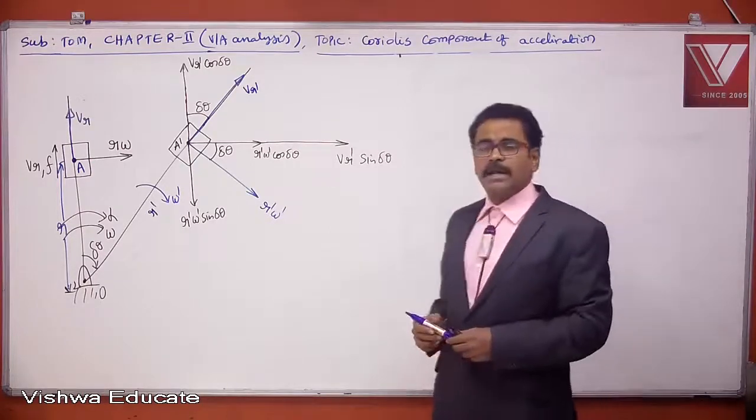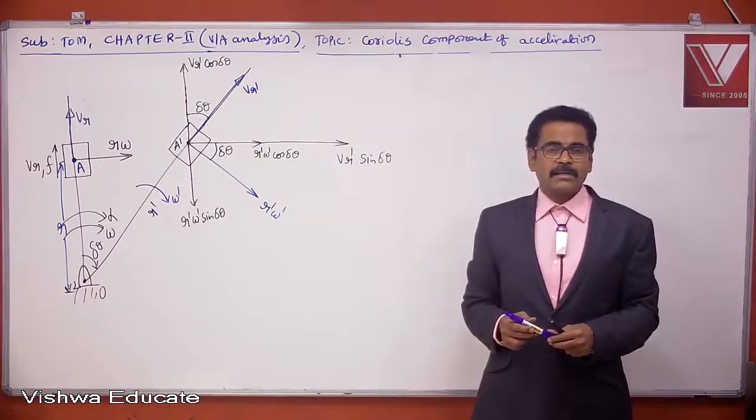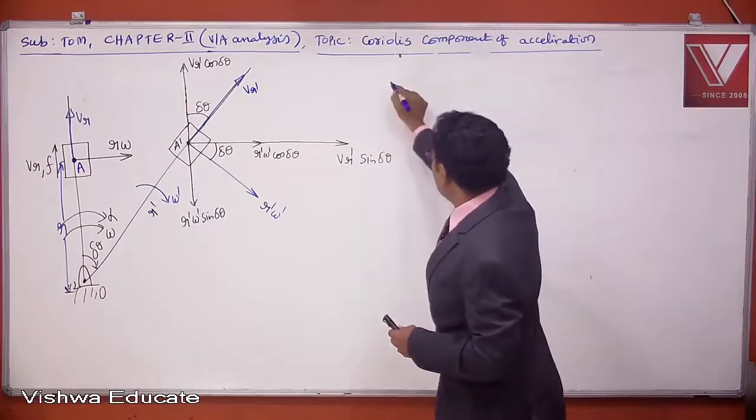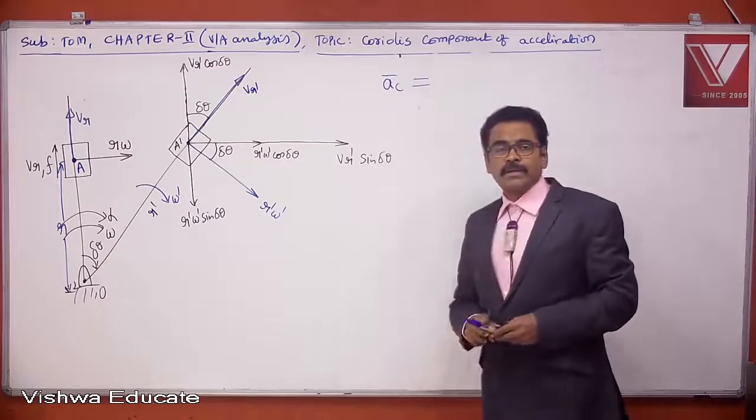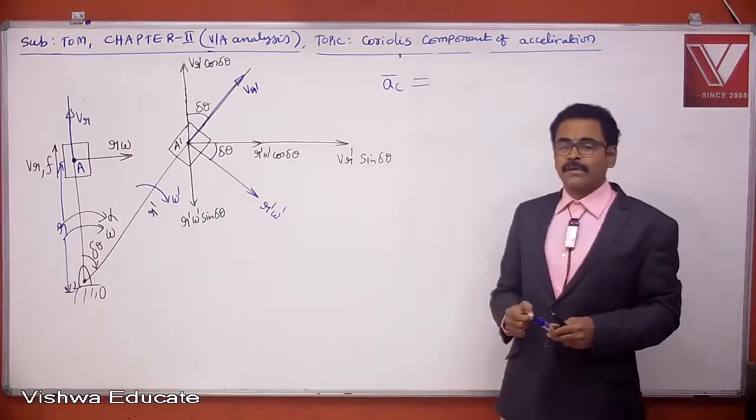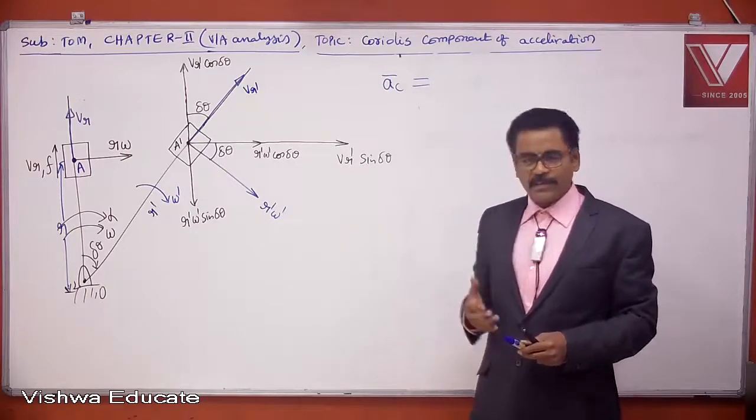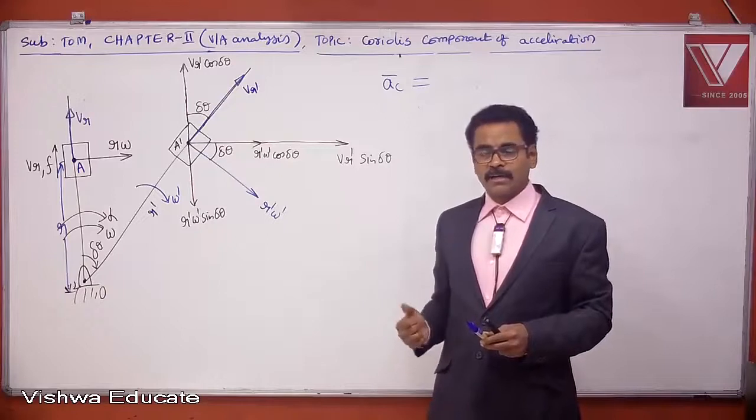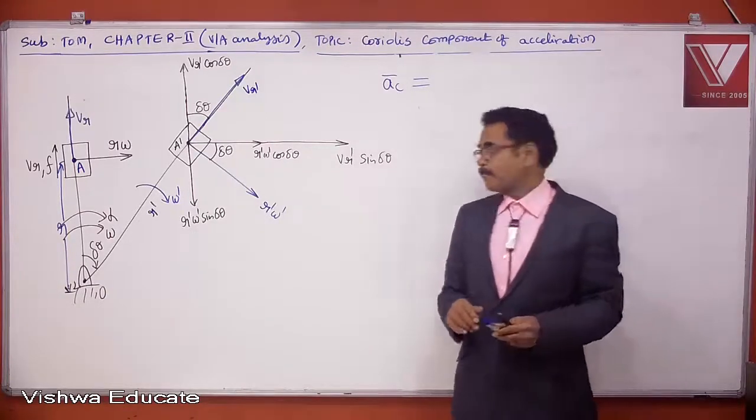Total centripetal acceleration. I denote this total centripetal acceleration as AC bar. It is the rate of change of velocity parallel to link. Total tangential acceleration is the rate of change of velocity perpendicular to link. Centripetal acceleration means parallel to link.